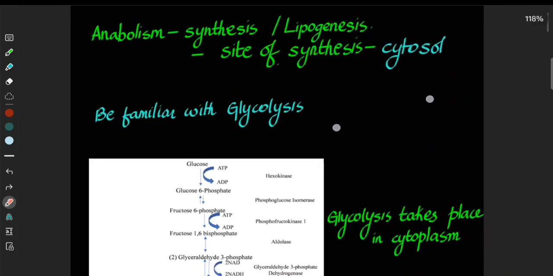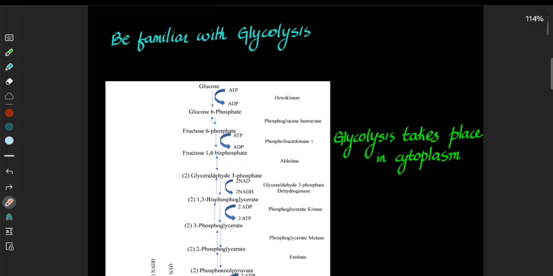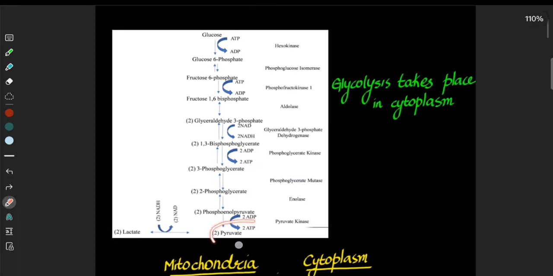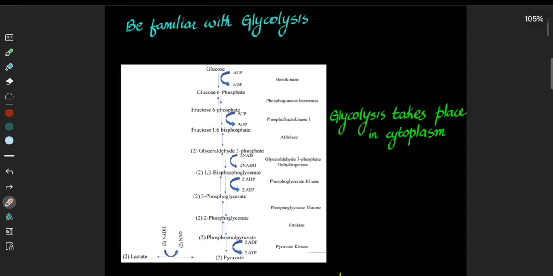Now we have to be familiar with the process called glycolysis. You do not have to know all the steps, but you have to understand that glycolysis is when a glucose is broken down into pyruvate, right? So when a glucose is broken down after these many steps, it's broken down into pyruvate, then it is known as glycolysis. And pyruvate is that particular molecule which is going to further participate in the process of fatty acid synthesis. So glycolysis also takes place in the cytoplasm, right?